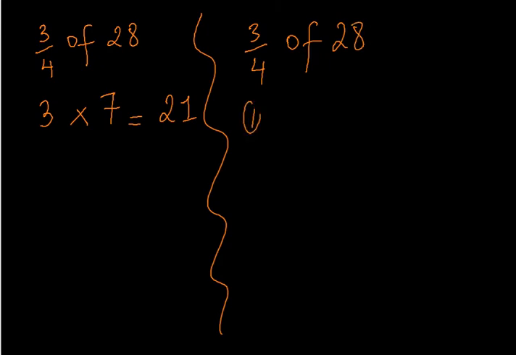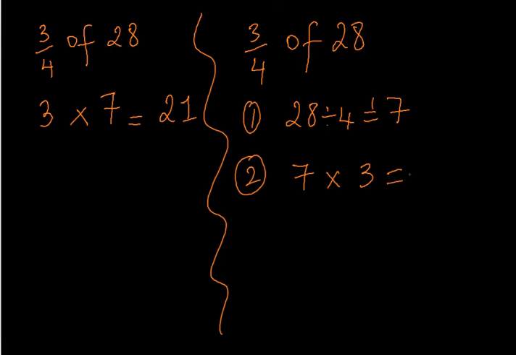The other method that I talked to you about was, okay, we've got 3/4 of 28. So step 1, do 28 divided by 4, so that gives me 7. And step 2, do 7, which is the answer we got here, multiplied by the top number, which is 3, and that gives you 21. We are pretty much doing the same thing as before, but it's just a different approach. So when you have the keyword "of", it means that you have to multiply.